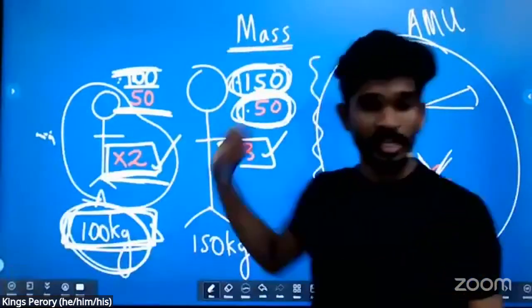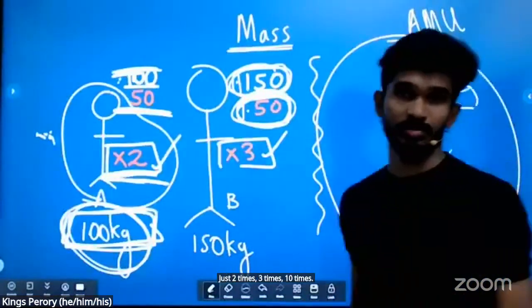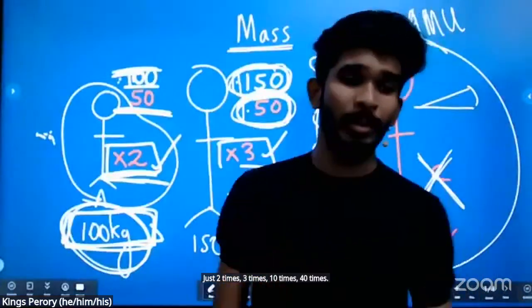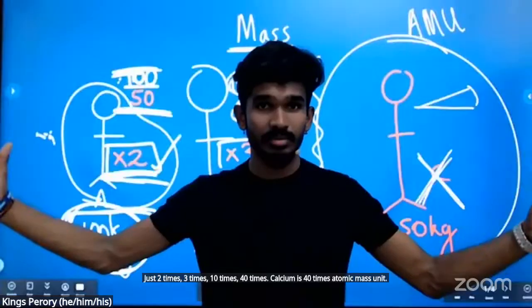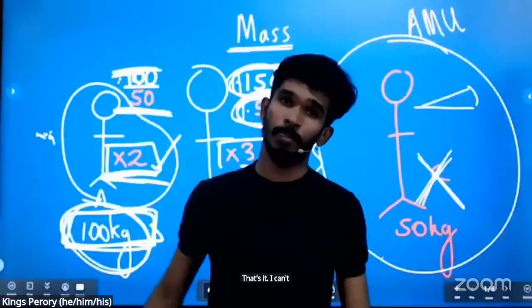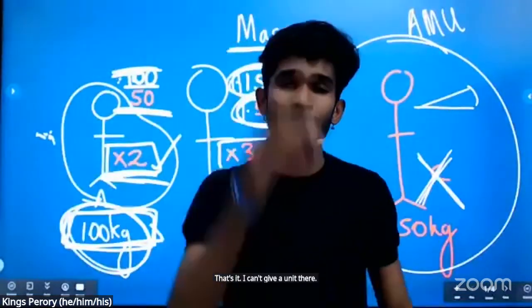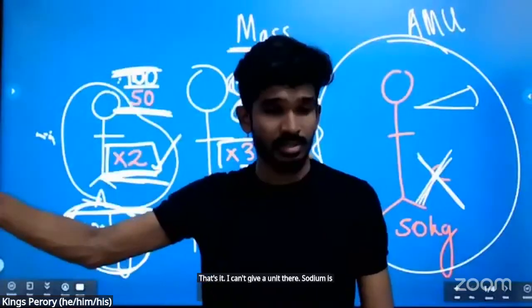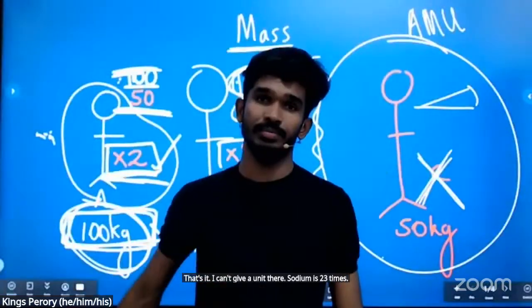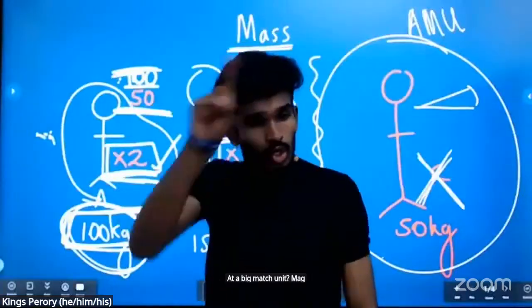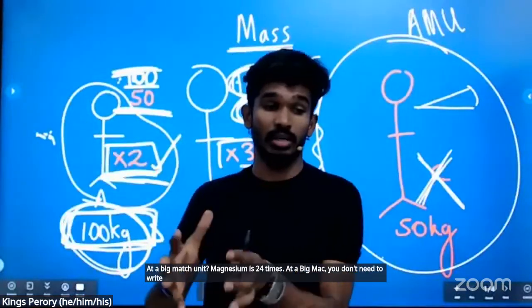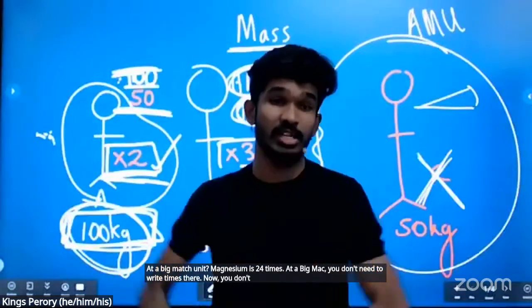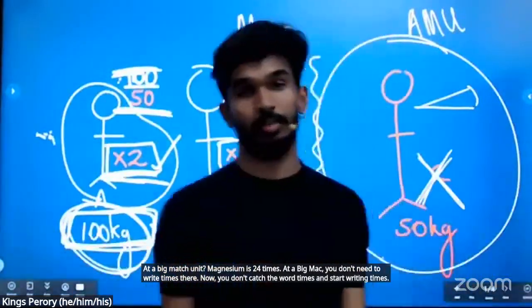Just 2 times, 3 times, 10 times, 40 times. Calcium is 40 times the atomic mass unit. That's it. I can't give a unit there. Sodium is 23 times the atomic mass unit. Magnesium is 24 times the atomic mass unit. You don't need to write times there now. Don't catch the word times and start writing times. No need to write anything.